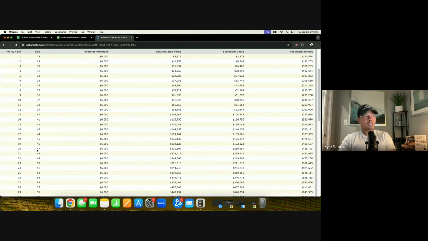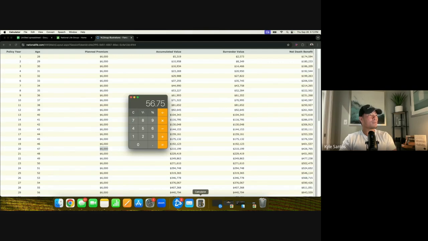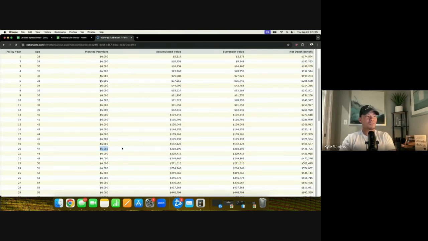So let's see here. Year 20. You've had this policy for 20 years. You would have put in $120,000. If you want me to prove it, I'll prove it right now. $6,000 every year for 20 years is $120,000. Assuming the market grows 5% the next 20 years, your $120,000 would be $210,000. Okay. And you have access to all of it.